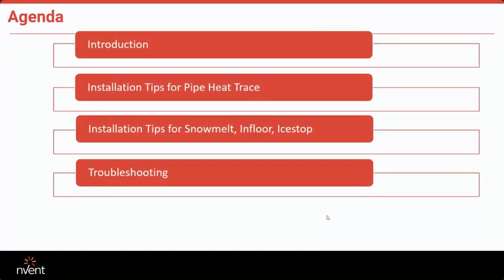All right, so here's the agenda today. We have, of course, our quick introductions, installation tips specific to heat trace on piping. So we'll go into that, and that'll apply to both industrial as well as commercial. Then we'll get into some installation tips more specific to the snow melt, in-floor, and ice stop applications. And we'll also show some online videos that will be helpful for those who don't like to look at manuals. And then we'll also have troubleshooting guides, and we'll go through some of those tips as well.